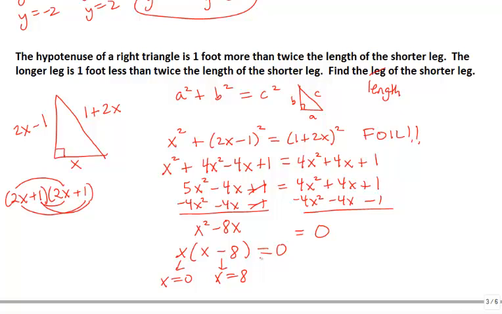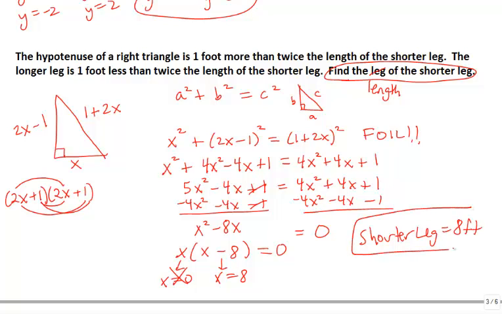Now, in the context of the problem, it's important to go back and remember what x represents. When you solve these equations, it sometimes happens that both of your solutions don't necessarily work. And in this case, the x represented the shorter leg, which is what we were being asked to find. So x is going to be our answer. But in the context of this problem, it doesn't make sense for x to be 0, because if x is 0, then we wouldn't have a triangle here. So x equals 0 is not actually one of our solutions. Only the 8 would work. So the shorter leg is going to be 8 feet long, and that would be our only solution.